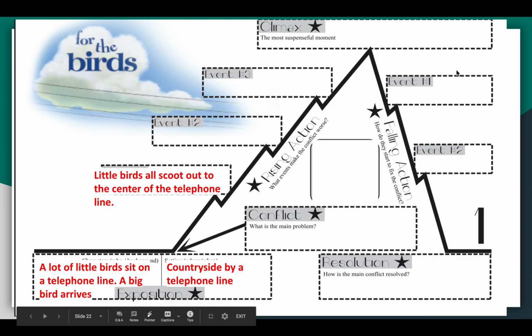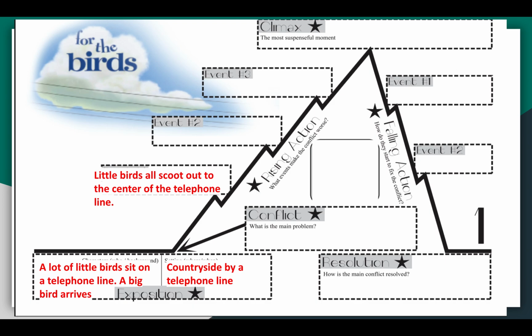The little birds all scoot out to the center of the telephone line. So please write that down. That's event number 1 for the rising action. And we know our main problem: before they scooted over, they were mocking him and they were excluding the poor big bird. So what happened after the little birds all scooted to the center of the telephone line? Let's go back and look. So unpause if you're ready for event number 2.